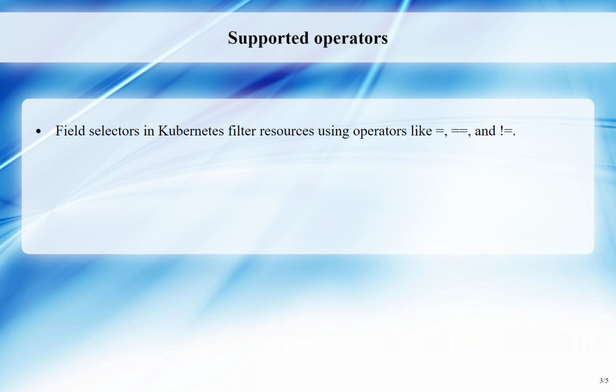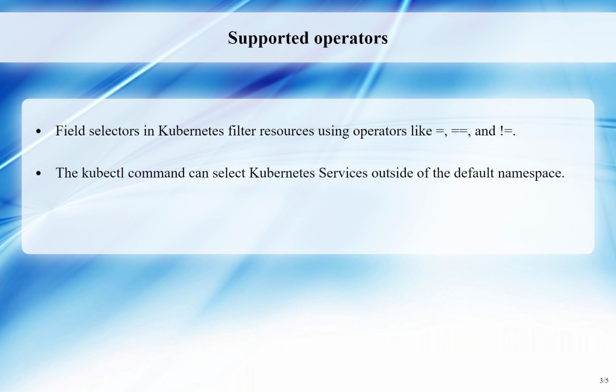Supported operators. Field selectors in Kubernetes allow you to filter resources based on specific fields using operators such as = and ==. For example, the kubectl command can be used to select all Kubernetes services not in the default namespace. It is important to note that set-based operators like notin and exists are not supported for field selectors.